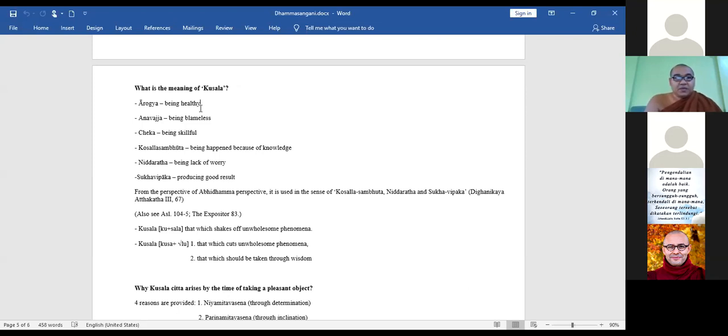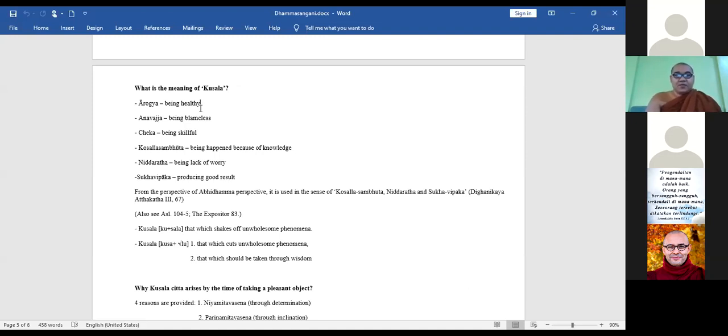So number three and number five, right? Number five is Niddarata. Darata means worry. Okay. Darata means worriness. And Nid means no worry, being no worry or being lack of a worry.